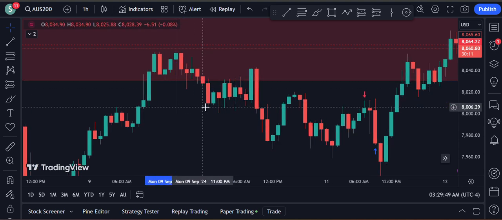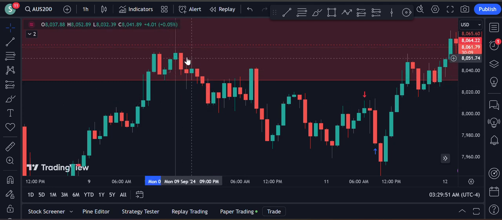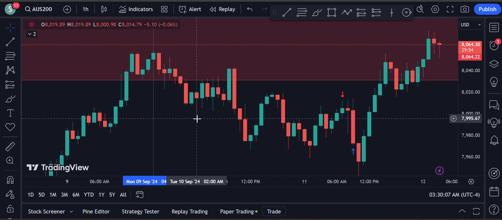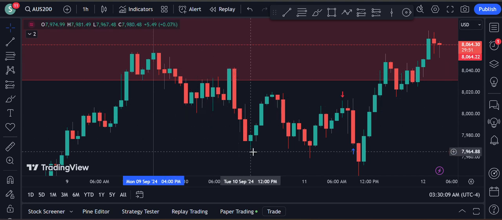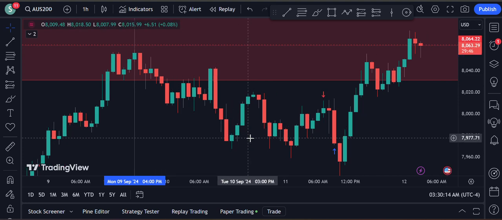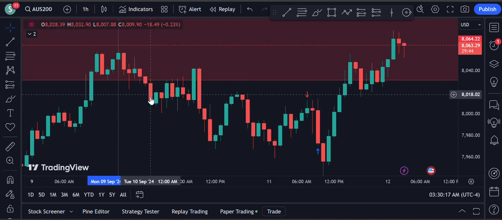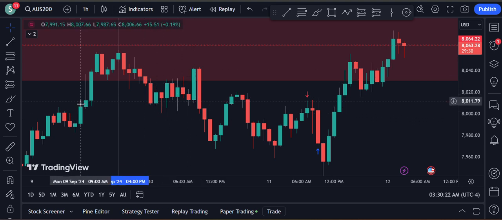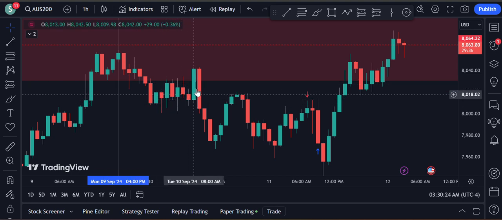So what we should have done, we should have taken an entry here, but we did not come up to here to take the entry, as this is our supply zone on the lower time frame. This is our confirmation, so we'll wait. We'll wait for price to make new supply zones and then move to the lower time frame and then get the entry.